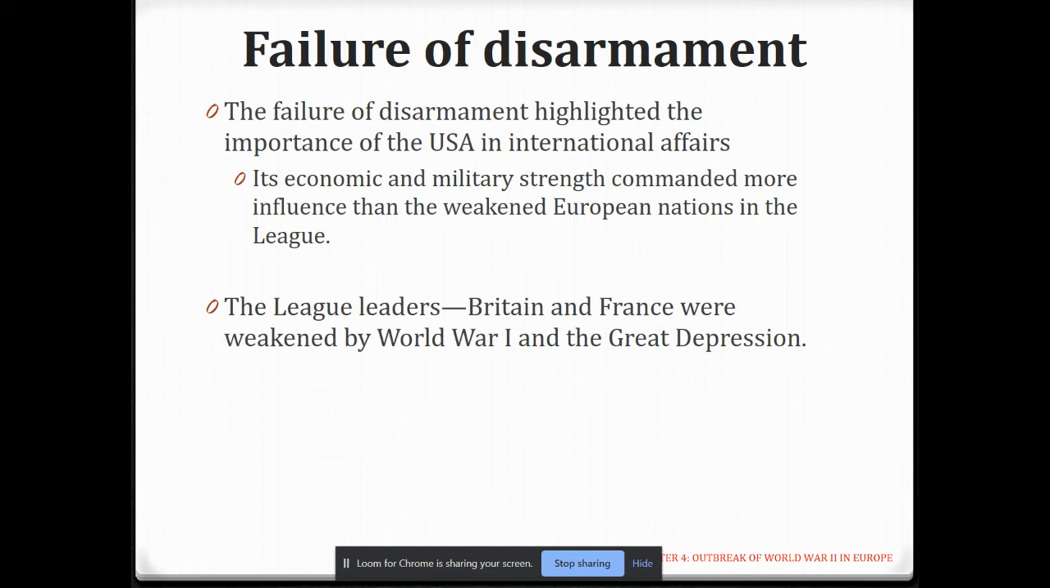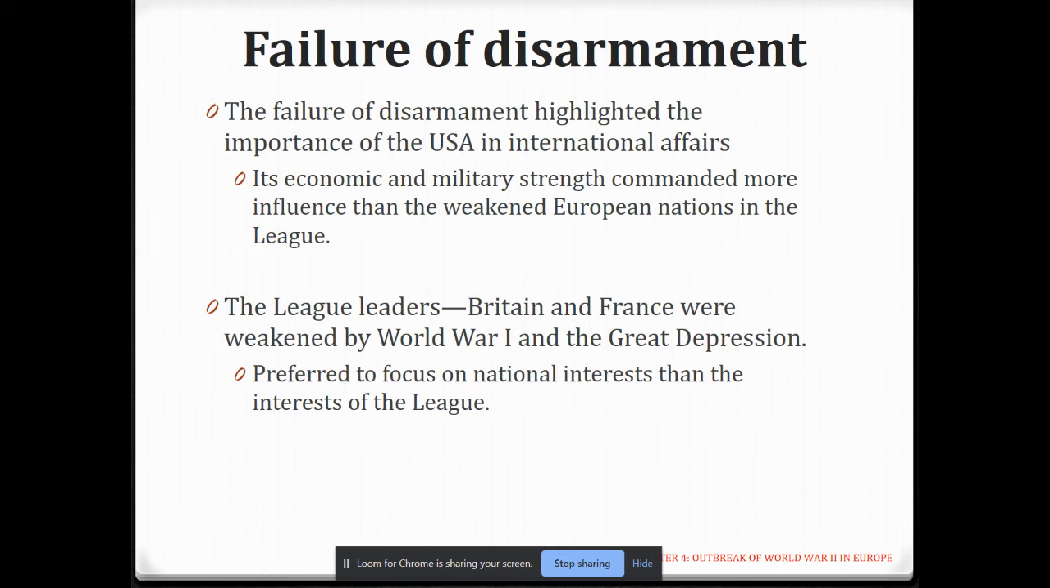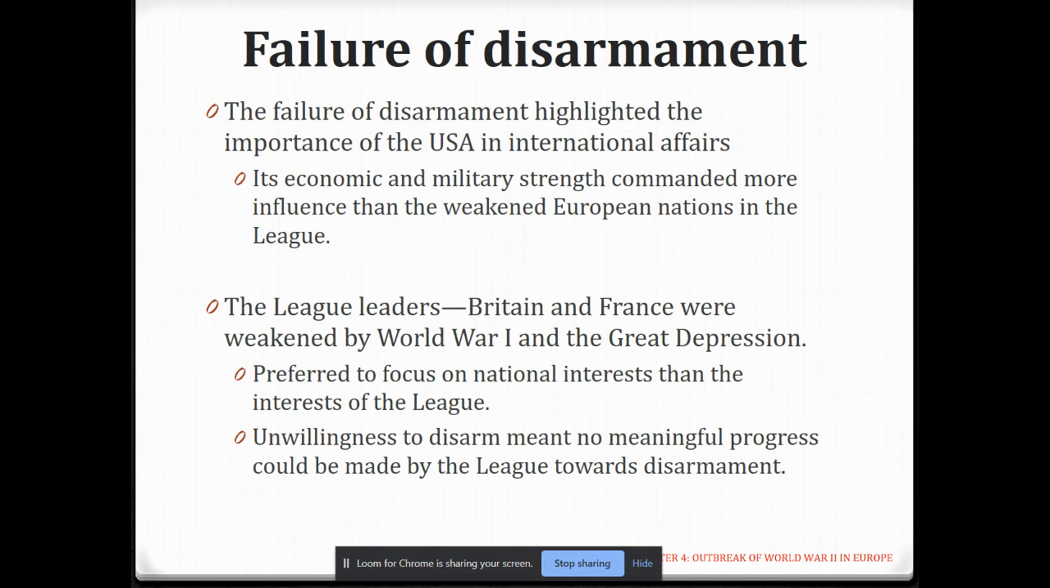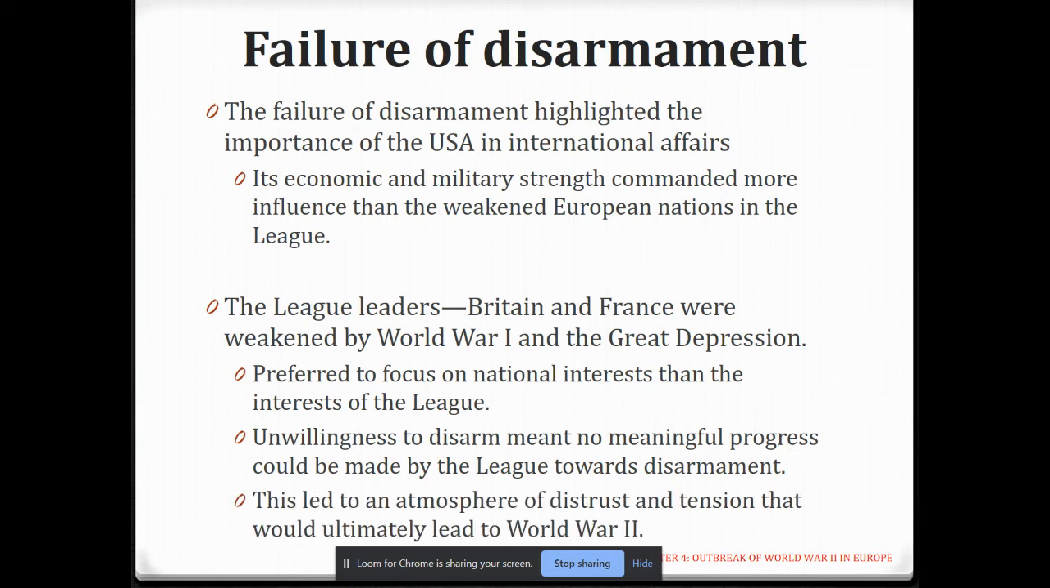Now, the League leaders, Britain and France, were weakened by World War One and the Great Depression. And recall the year for the Great Depression is 1929, where they preferred to focus on national interests rather than the interests of the League. So their unwillingness to disarm meant no meaningful progress could be made by the League towards disarmament. So without the USA to actually enforce, nothing would happen. So this continued to contribute to the atmosphere of distrust and tension that would ultimately lead to World War II.